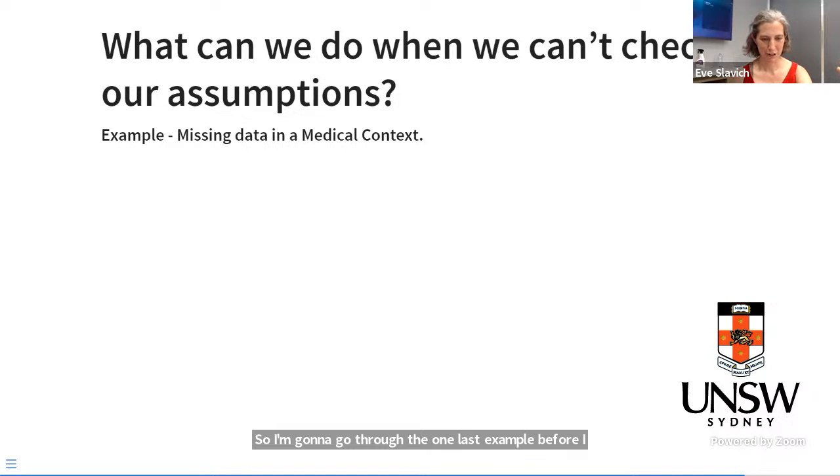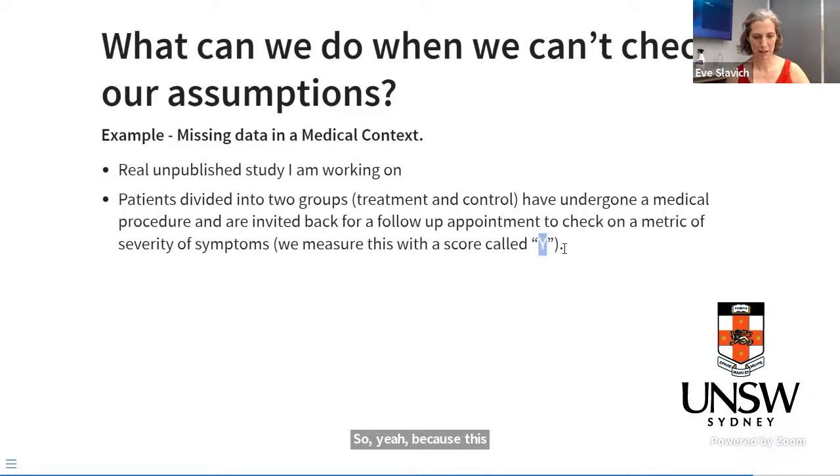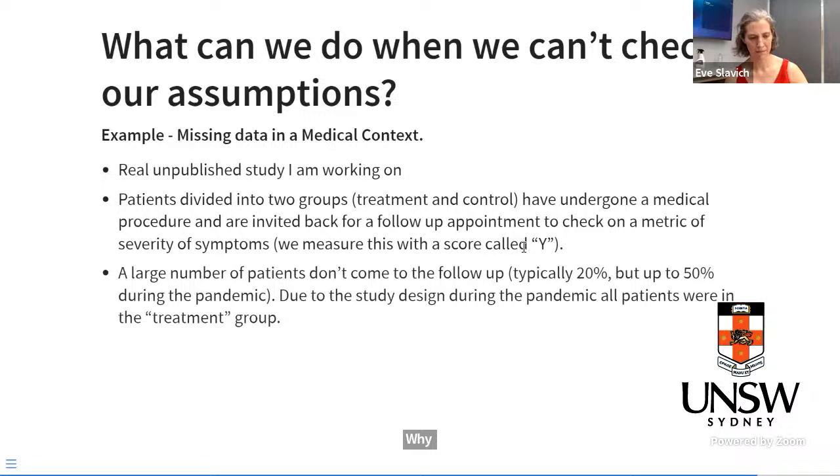It's missing data in a medical context, and this is an unpublished study that I'm collaborating with someone on. And in this study, the patients have been divided into 2 groups, treatment and control. They underwent a medical procedure, and then they were invited back for a follow-up appointment to check on a metric of the severity of their symptoms. Because this study is not published, we're going to talk in general terms about it, but we'll call this score Y. That means how severe their symptoms are.